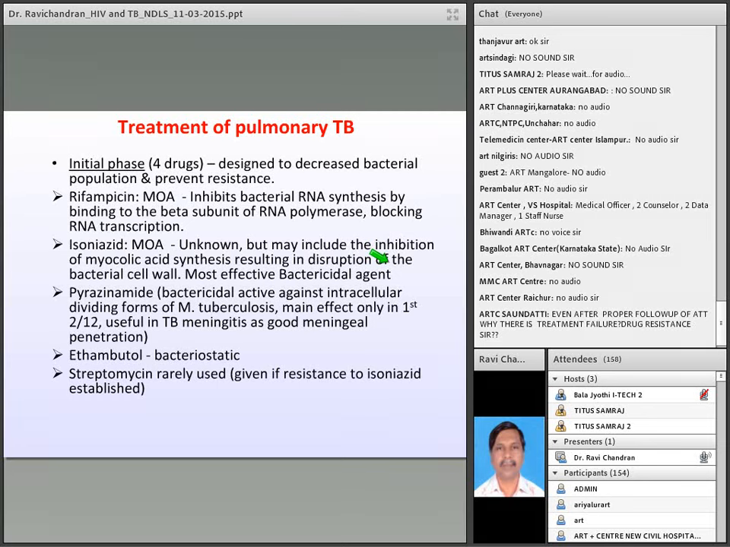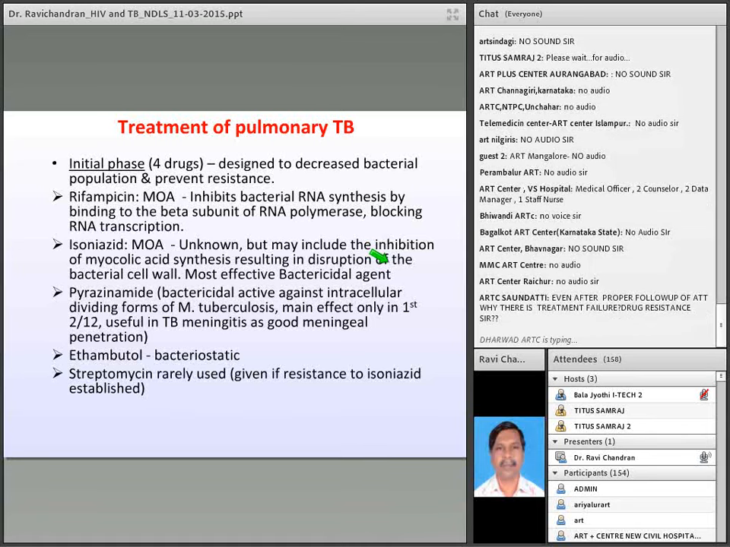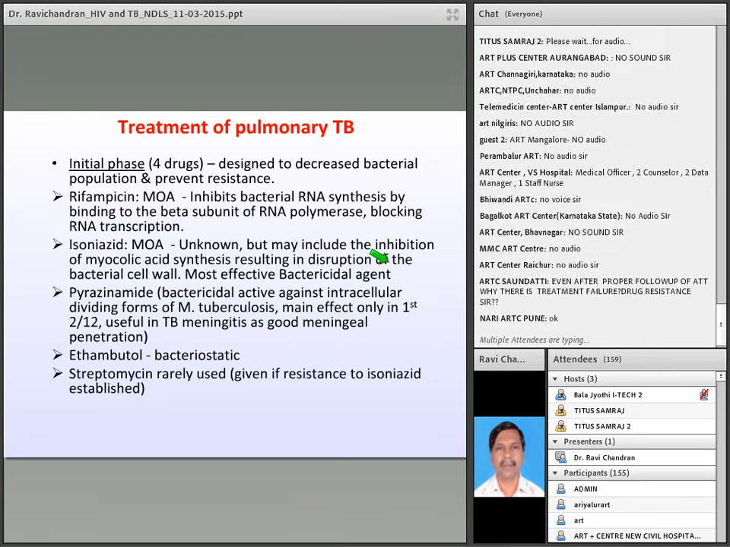Bacteriostatic. Definitely bacteriostatic. Yes. Am I audible? Yes.